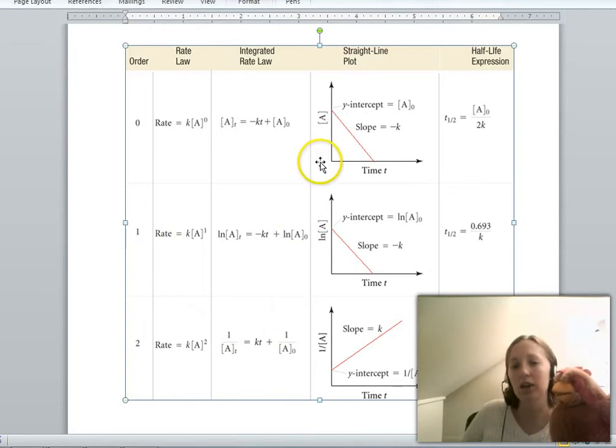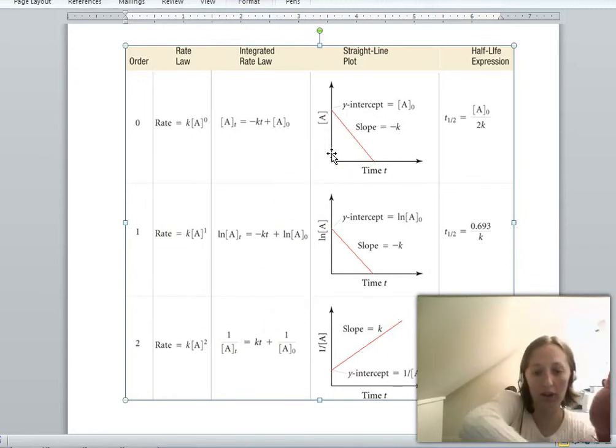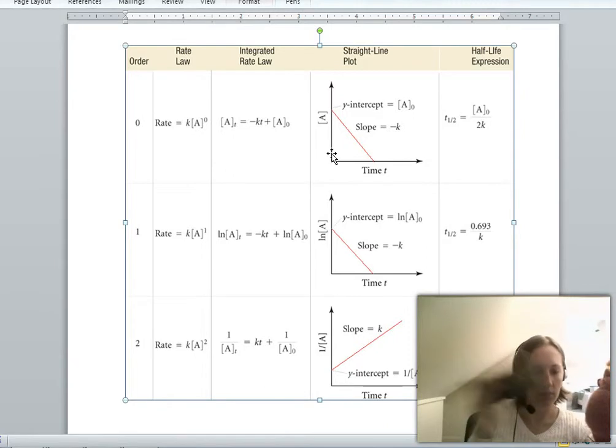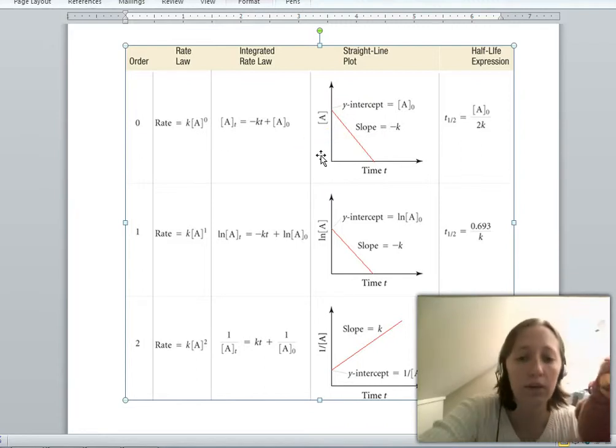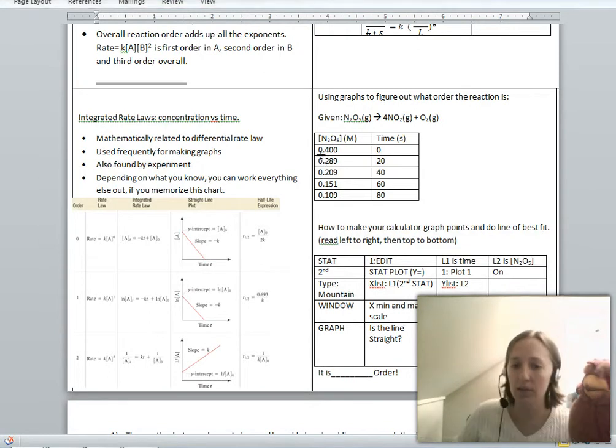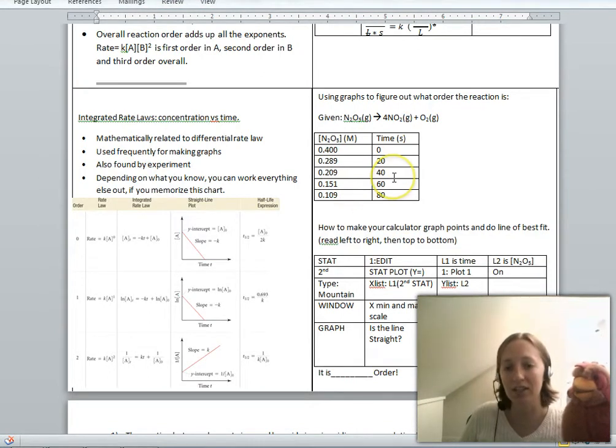And so you use your graphing calculator, and the statistics plotting software that's built into your graphing calculator, to stick these in and look and see, is it straight yet? And when it is straight, that's the right one. So here are some directions for figuring out how to do this.